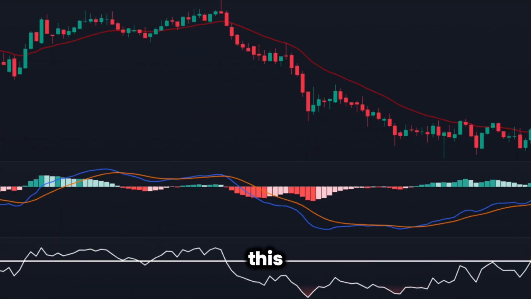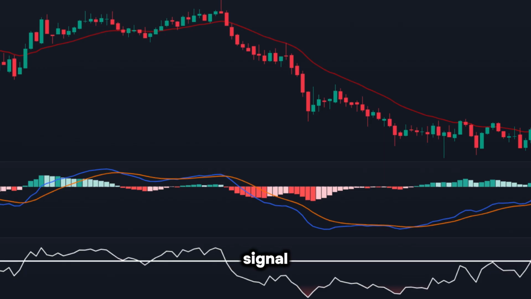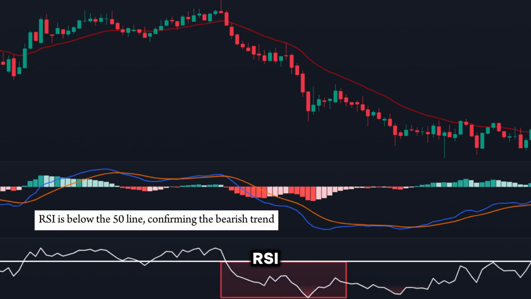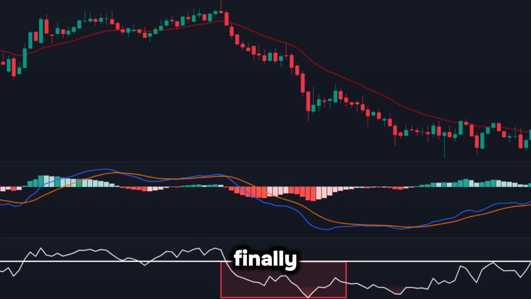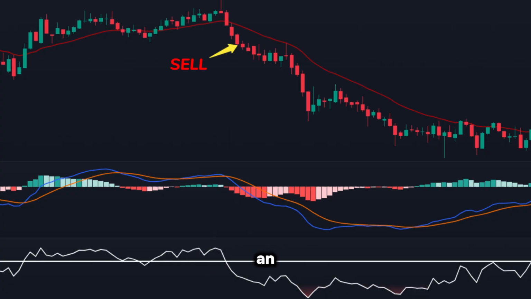Example. In this example, I've again used the 20 EMA. Starting with the MACD, we see the MACD line crossing below the signal line, indicating a bearish signal. The histogram shows high selling momentum, and the RSI is below the 50 line, confirming the bearish trend. Finally, the price is below the 20 EMA, confirming the signal. After these confirmations, traders can use this as an exit point.